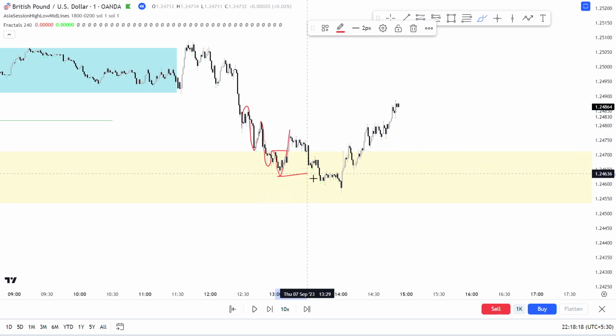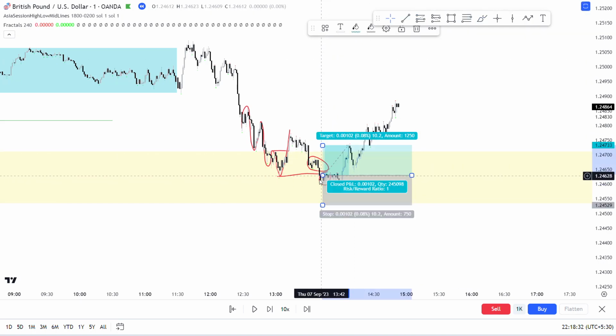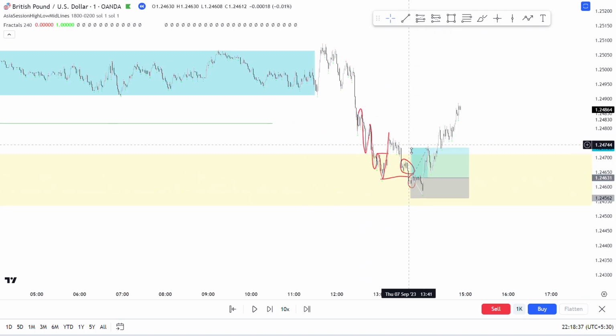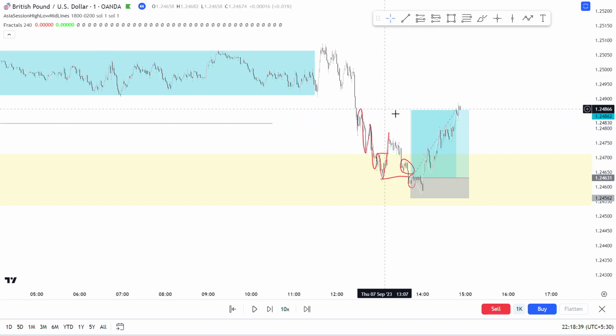Now the liquidity will be here, because a lot of people will buy from here. This is why the market makers gave this reaction, to induce more buyers. So after these buyers got taken out, I entered here, exactly here. This is the trade I took.